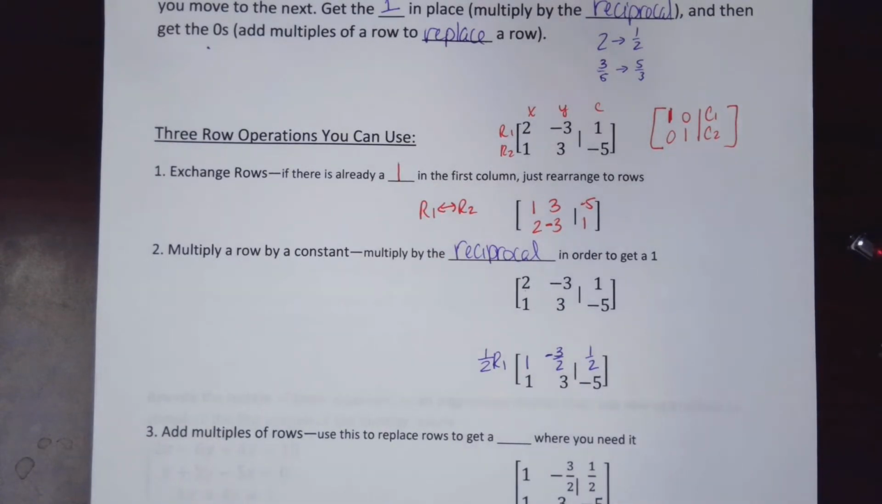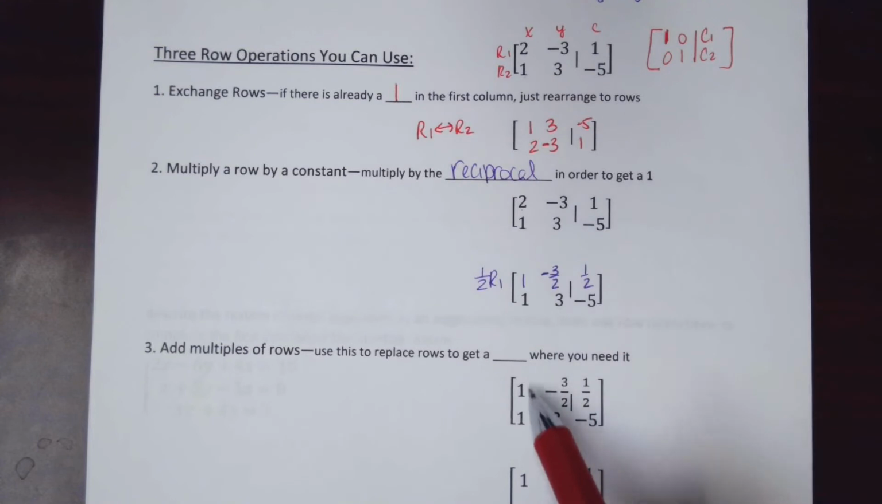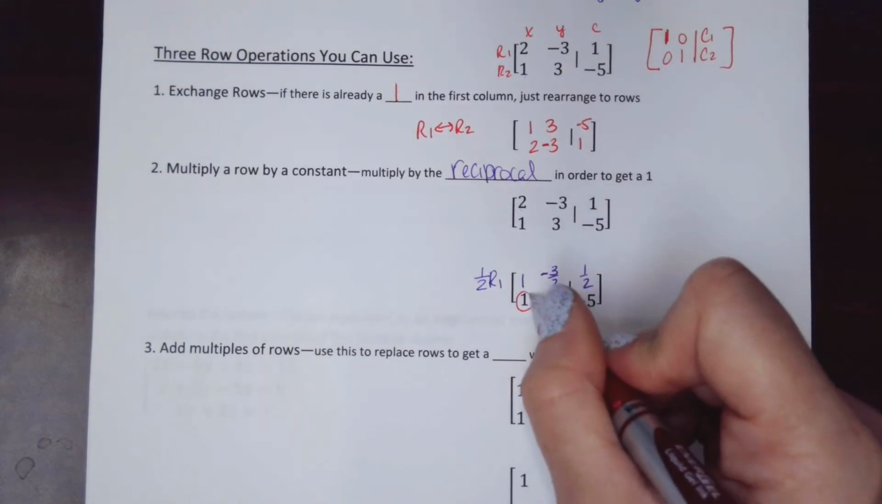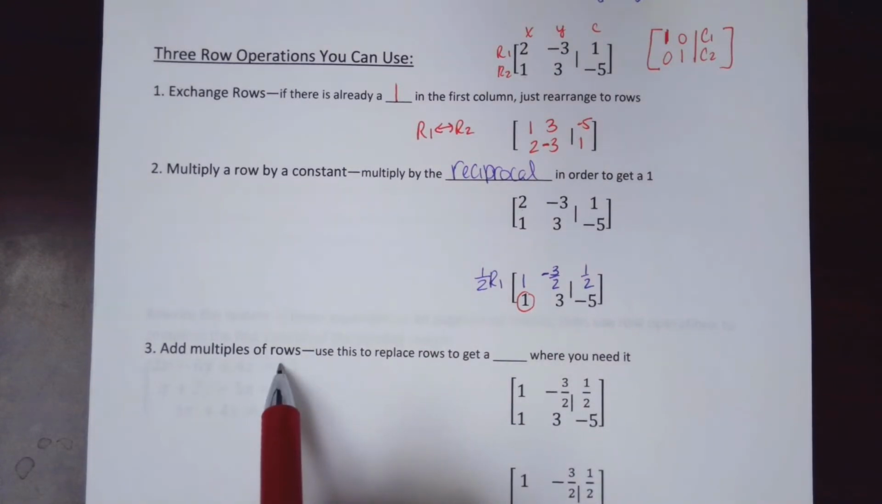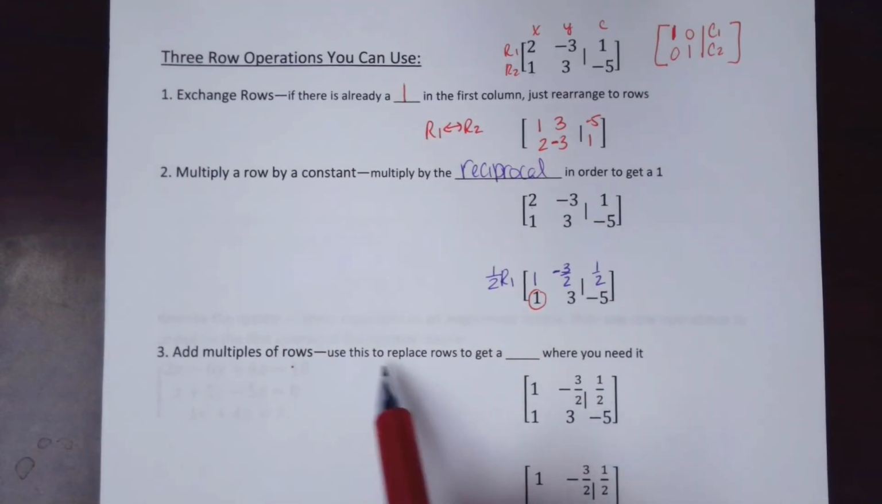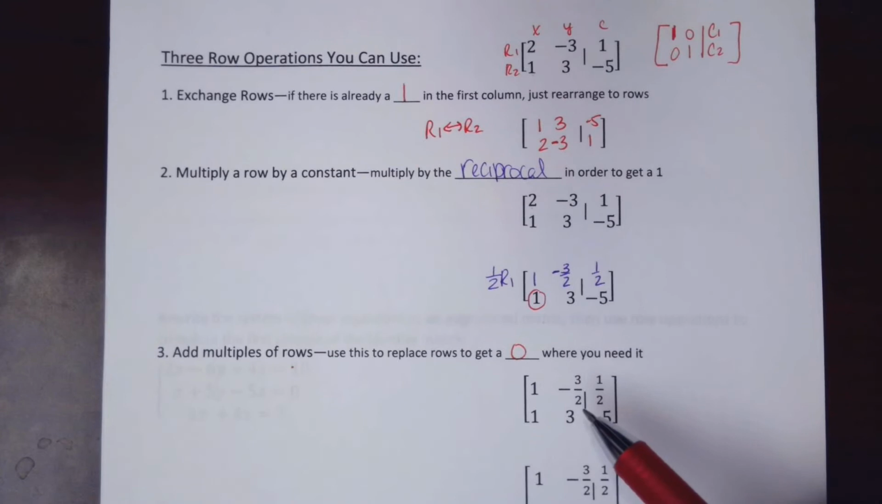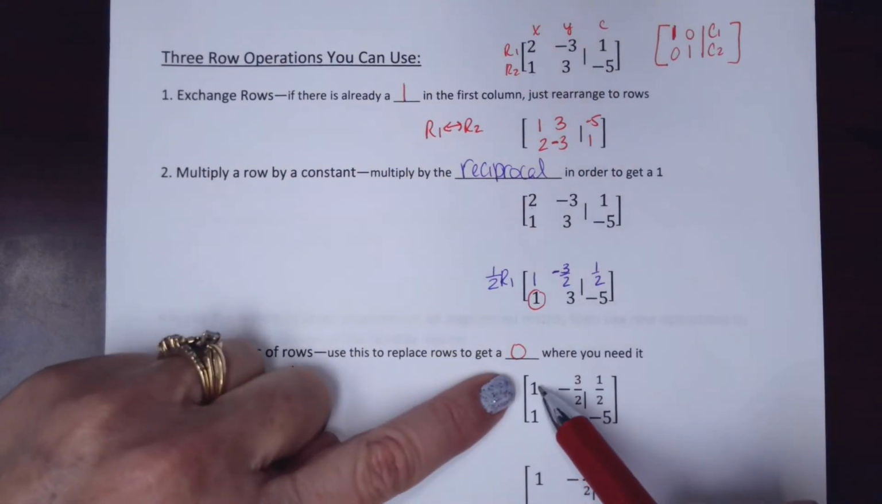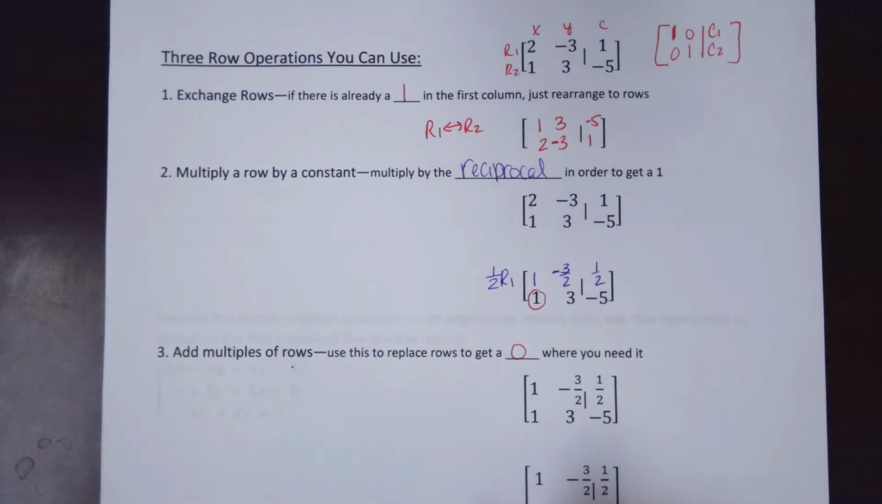So remember, we said that we always finish the first column before we move on. We got our 1 in position here. Now we need a 0 down below. In order to get this 0, I'm going to add multiples of rows. This is that addition method that we've done before. We use this to replace rows to get a 0 where I need it. Well, 1 plus a negative 1 gives me a 0, right? So if I multiply this first row by a negative and add it to row 2, using it to replace row 2, that's what I want to do. So a negative 1 times row 1 plus row 2, and I'm replacing row 2.